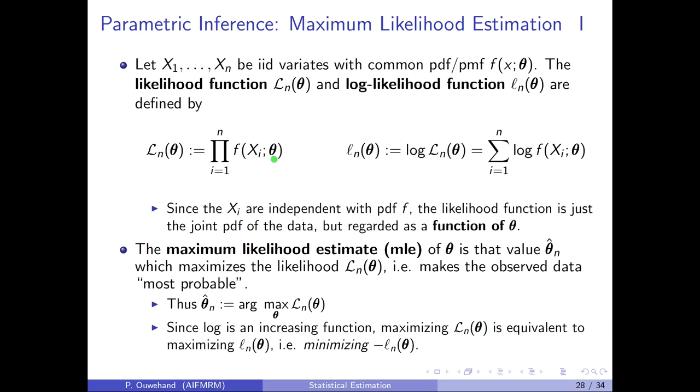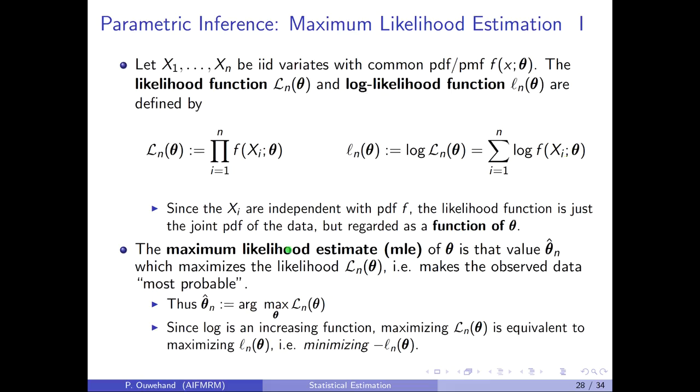Now recall that if X and Y are independent random variables, then the joint density of X and Y is simply the product of the marginal densities. And here, since the xi are indeed independent with the common PDF f, the likelihood function is just the joint PDF of the data. However, we regard it as a function of θ, not as a function of x. Similarly, the log likelihood function, little l_n(θ), is defined to be the log of the likelihood function. In other words, the sum of the logs of the density evaluated at the data points.